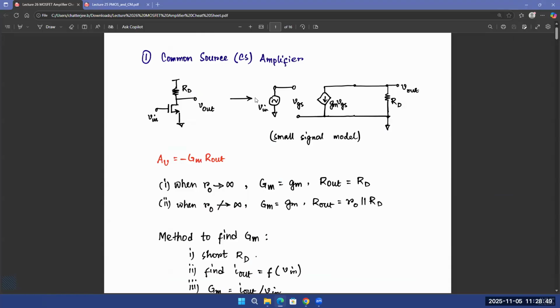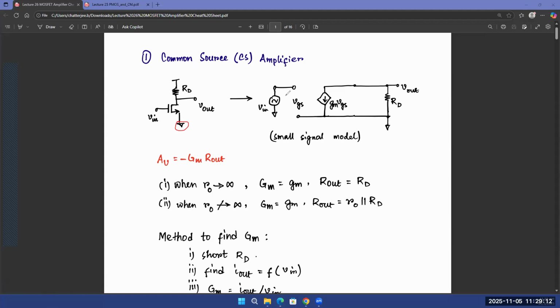So the first thing that we learned was the common source amplifier. Why would you call it common source? Because your source is the reference terminal, which is grounded. Your input is at the gate, your output is at the drain. Then you call it the common source. A MOSFET has 3 terminals. One is reference or common. Input is one other terminal, output is the third terminal.